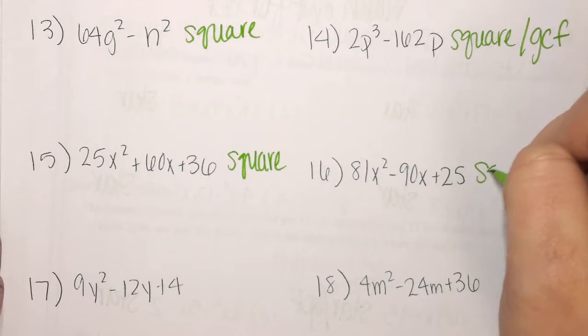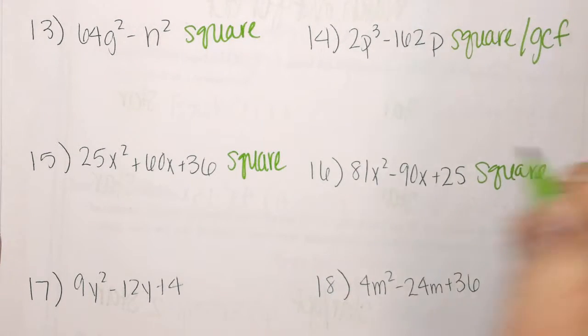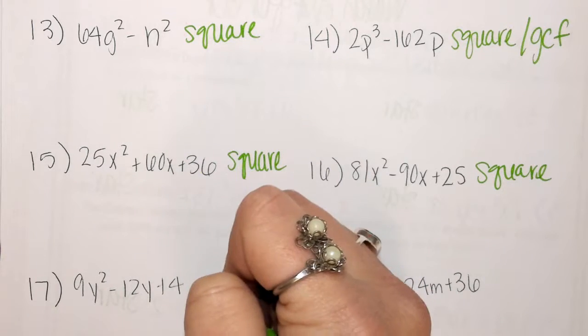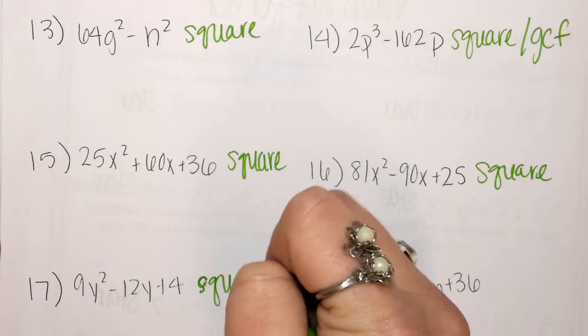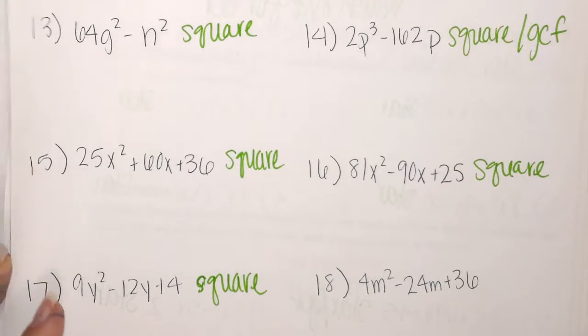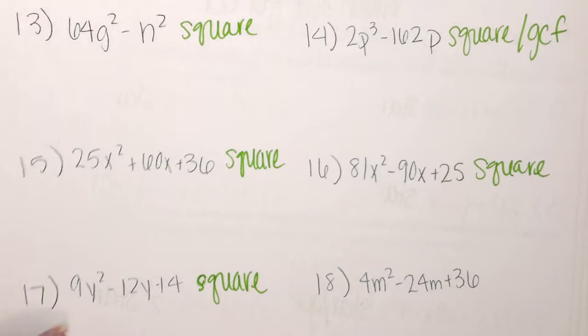16. 17. I'm going out on a limb. Square. Look at you go. That limb is not breaking under you.